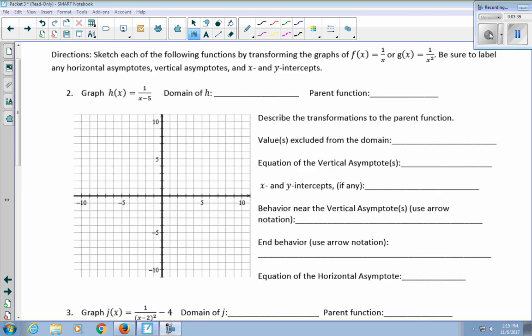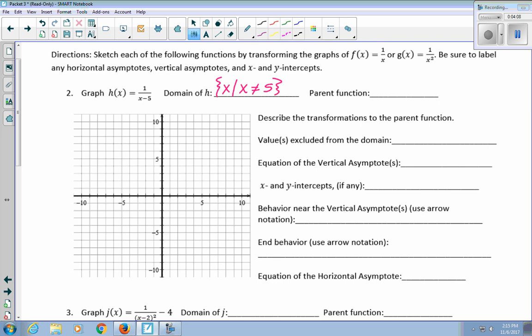Okay, now we've got a few examples where I want to sketch transformations of either 1 over x or 1 over x squared. Label the asymptotes and intercepts. So I want to graph h of x, which is 1 over x minus 5. So my domain is all x values except for 5, because if I put a 5 in here for x, I would get 0 in the denominator. So this would be the set of all x's such that x does not equal 5.